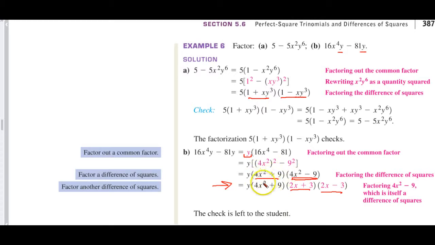This is the sum of perfect squares. That doesn't factor because it's the sum. But the difference of perfect squares does factor, again, into its conjugates.